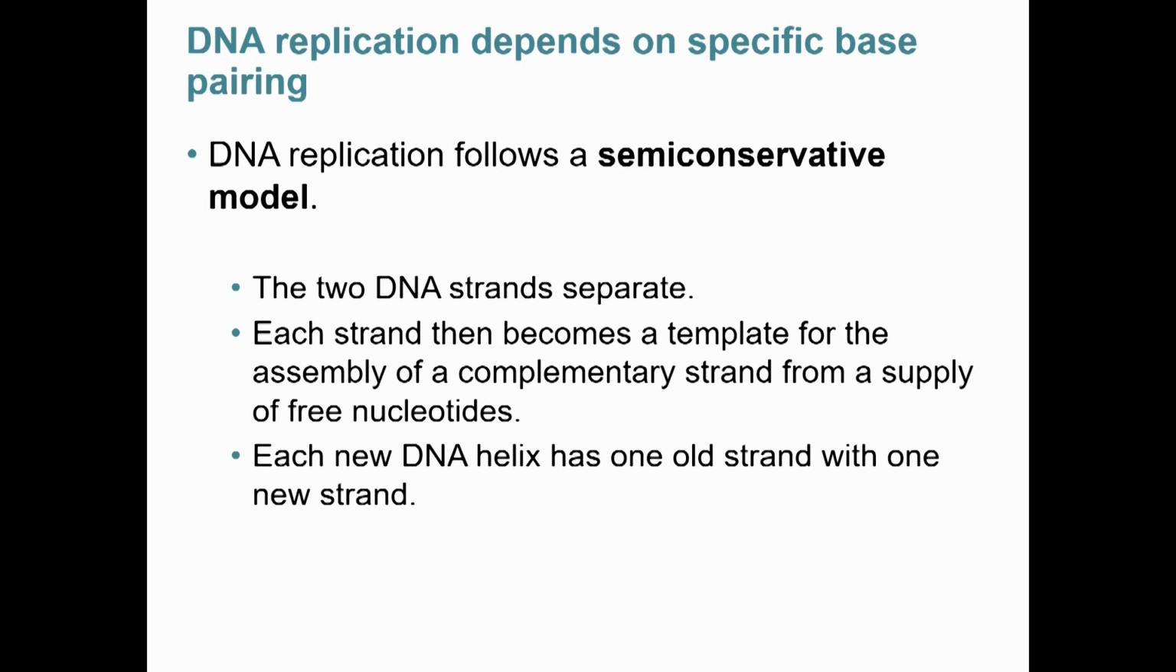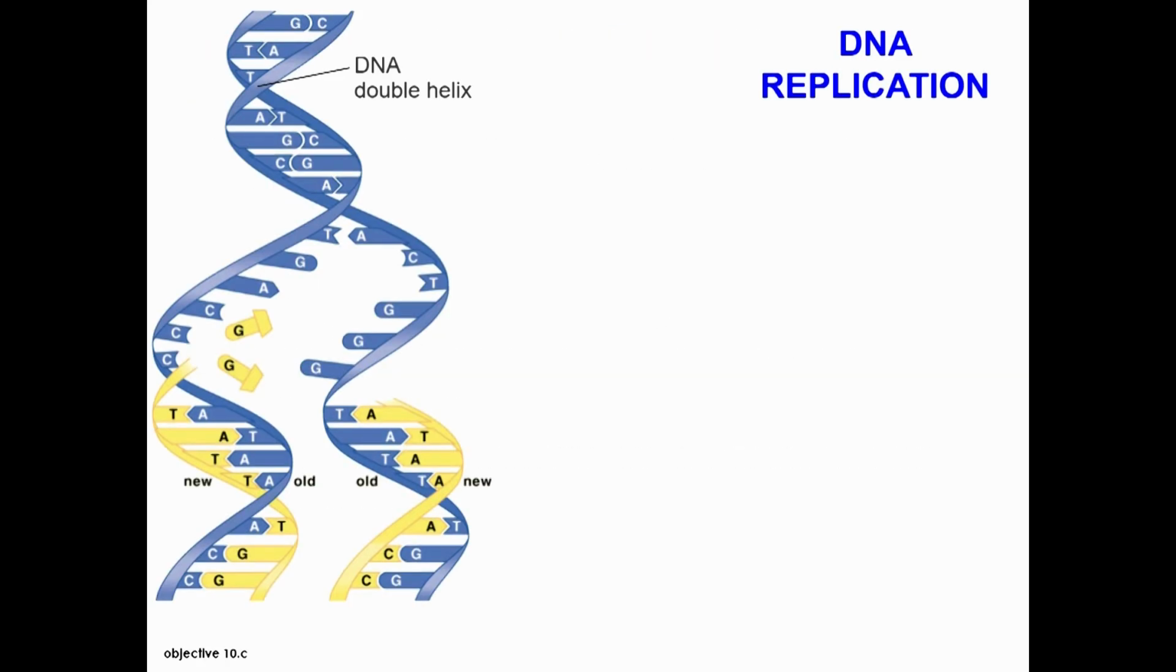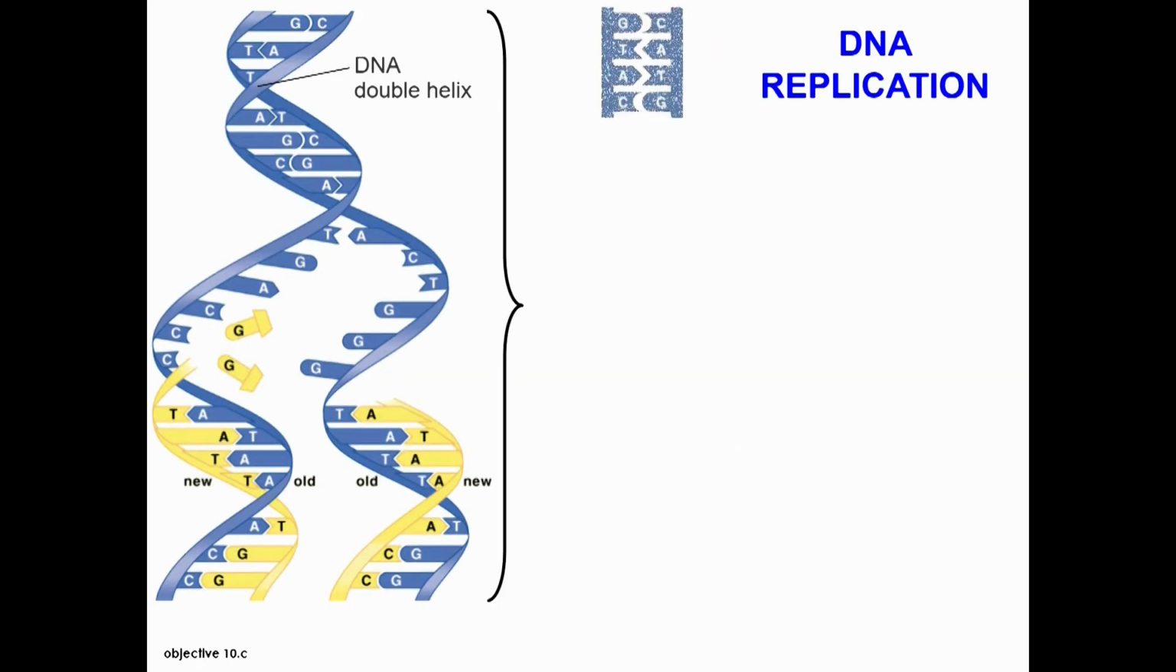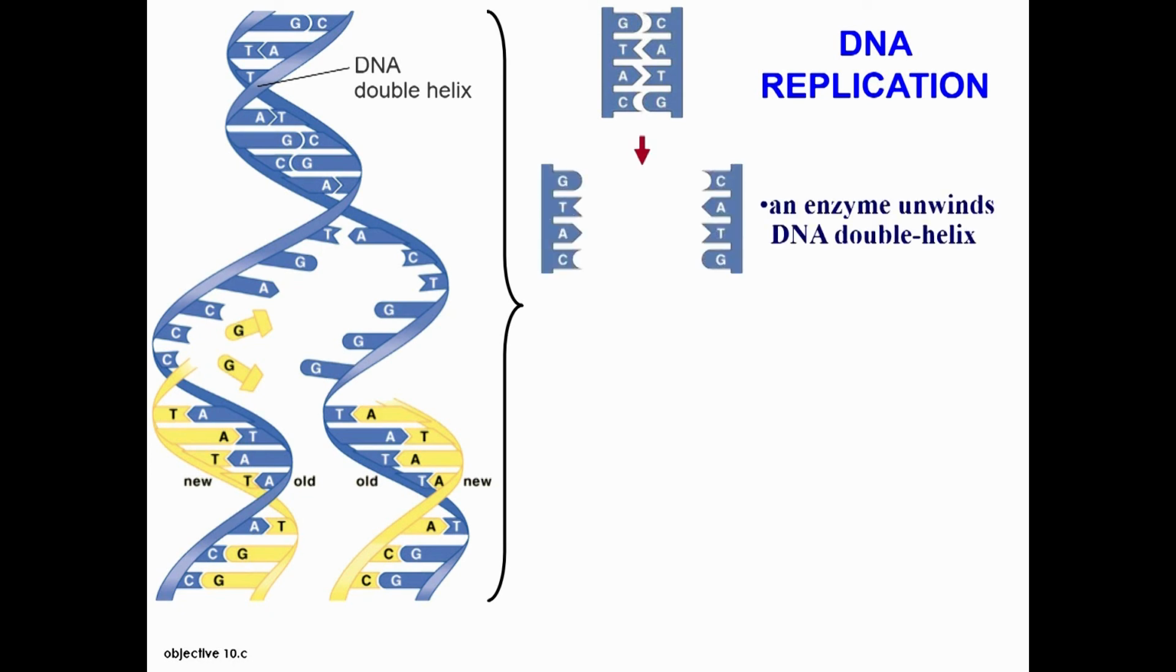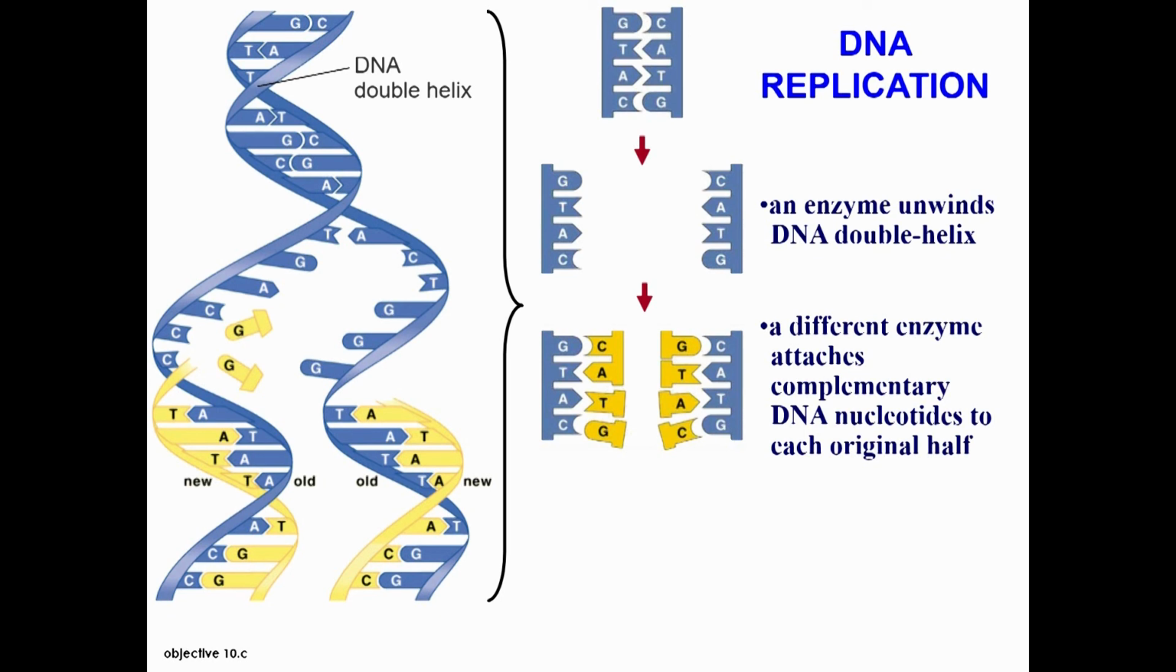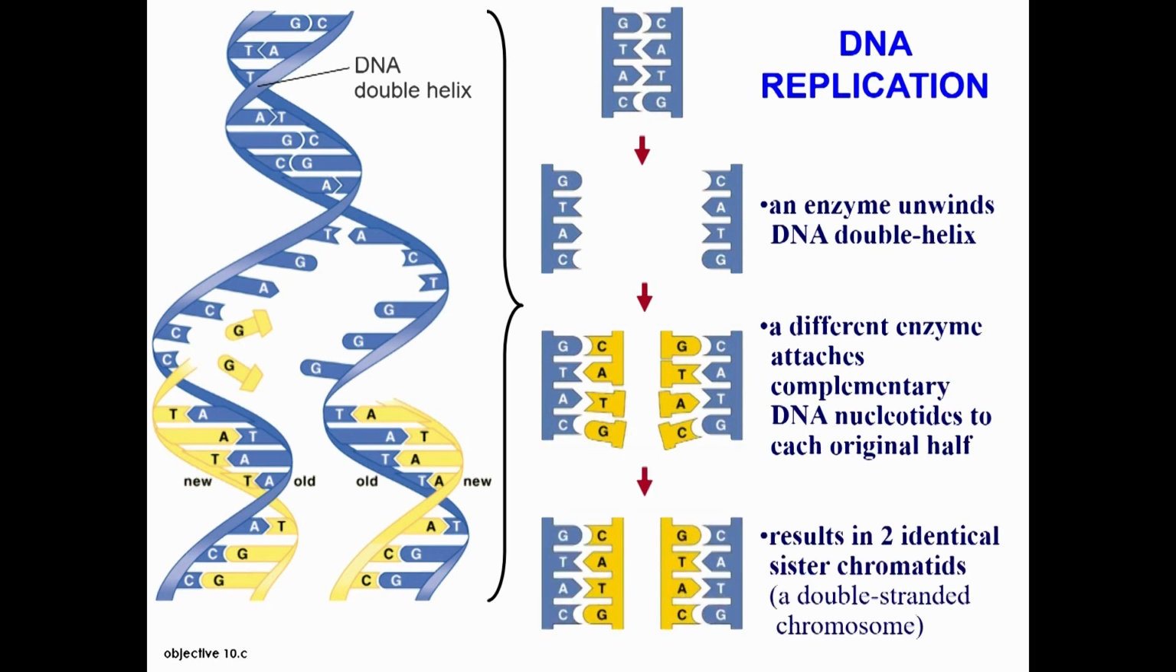In order for DNA replication to occur, first an enzyme has to unwind the DNA double helix. This is possible because the helix is only held together by hydrogen bonds between the base pairs. A different enzyme is going to attach complementary DNA nucleotides to each original half, and this will result in 2 identical sister chromatids. So essentially what we're doing is we're using the template of the original DNA and the fact that nucleotide bases are only going to pair with 1 other base to make a perfect copy of the other side. Now we'll watch a video explaining this and then we'll unpack it a little bit.